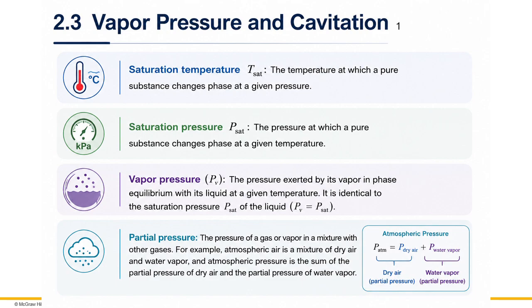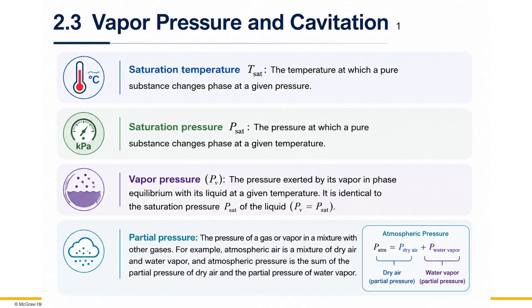Now we move to vapor pressure and cavitation. The first term is saturation temperature. You might have already learned this in thermodynamics, but this is a recall. This is the temperature at which a pure substance changes phase at a given pressure. For example, water boils at about 100 degrees Celsius when the pressure is 1 atmosphere. The second term is saturation pressure. Saturation pressure is the pressure at which a pure substance changes phase at a given temperature.